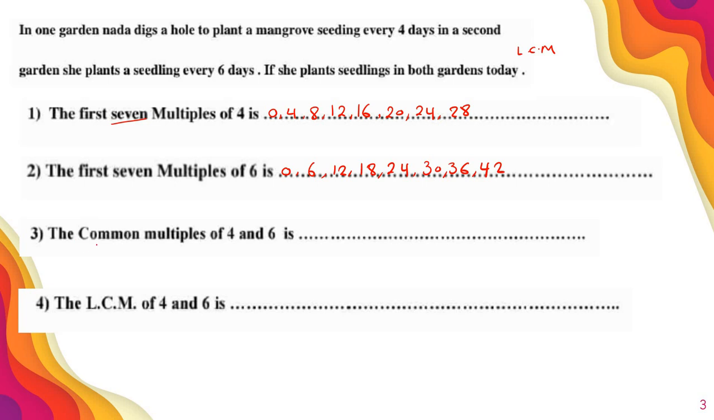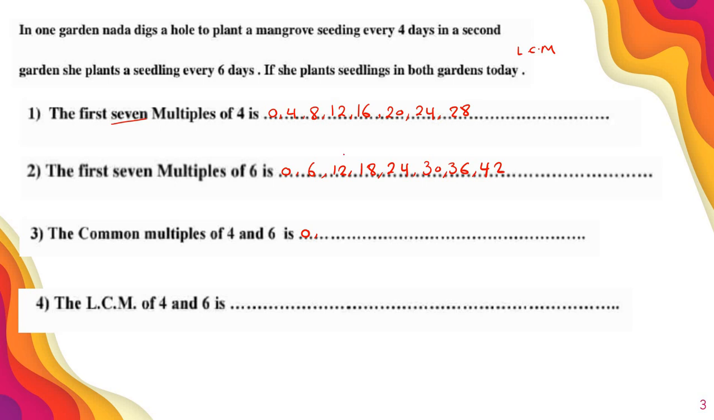Now he wants me to find out the common multiples of 4 and 6 according to these multiples. I have here some common multiples between this line and this line. The first one is... I can't count 0 again, or you can put it here, but you can't count it.